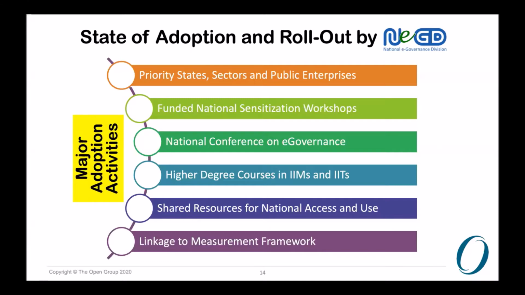So in India, we have a total of 36 states and union territories. So it's impossible for us to do a national rollout in all the states for all of the other reasons. So there are certain priority states that have been identified to roll out enterprise architecture. Currently, there are massive sensitization workshops going on across the country. We are even rewarding good practices through a national conference.